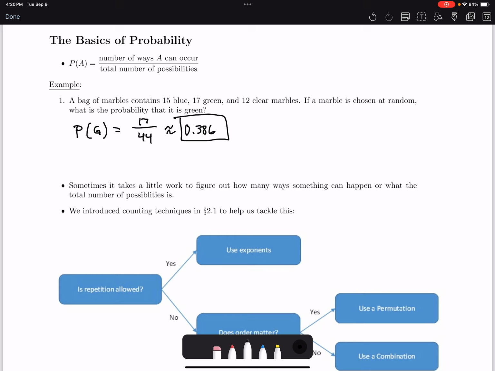When you're showing your work on probabilities, I want you to write out the probability notation, and I also want you to show your work, okay? Obviously, I want the answer, but don't just give me the answer. Give me these steps as well, okay?